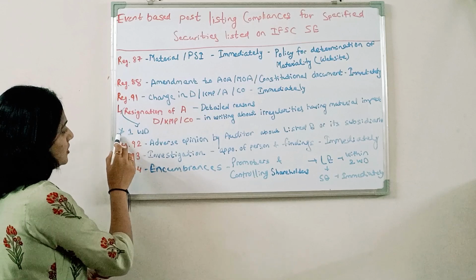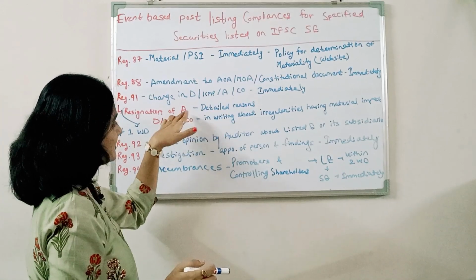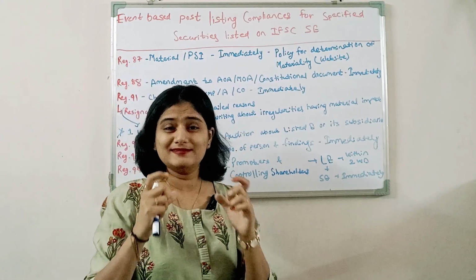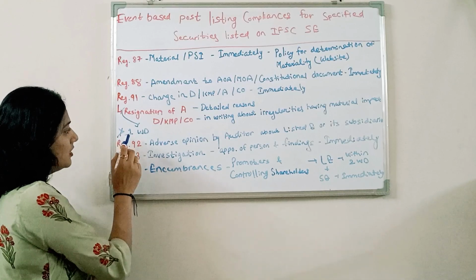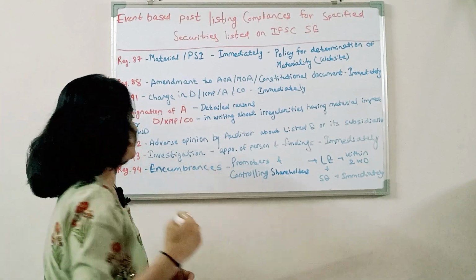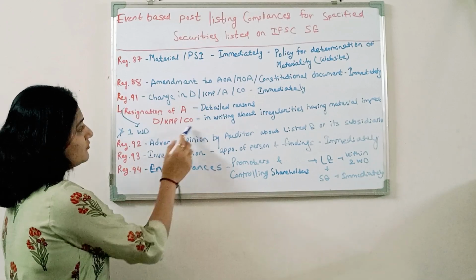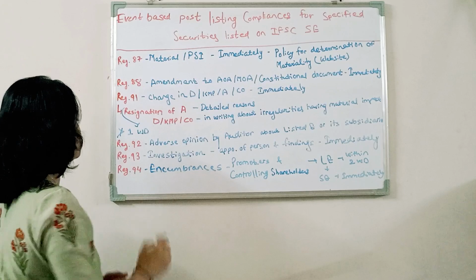And the timeline is not more than 1 working day. Okay. So in case of resignation of auditor, once you receive the detailed reason, the listed entity has to inform promptly but not later than 1 working day. And the timeline is the same for the director, KMP and compliance officer.